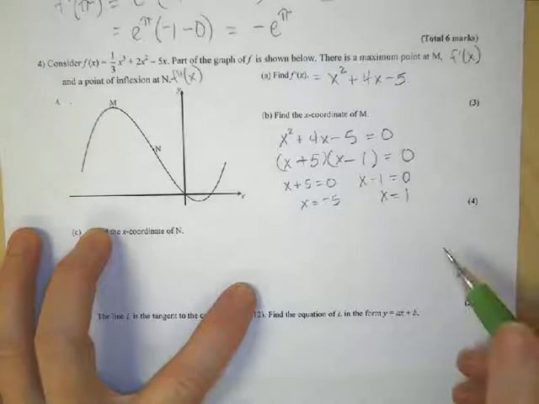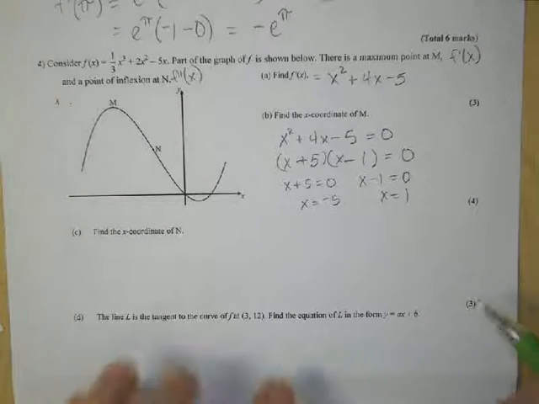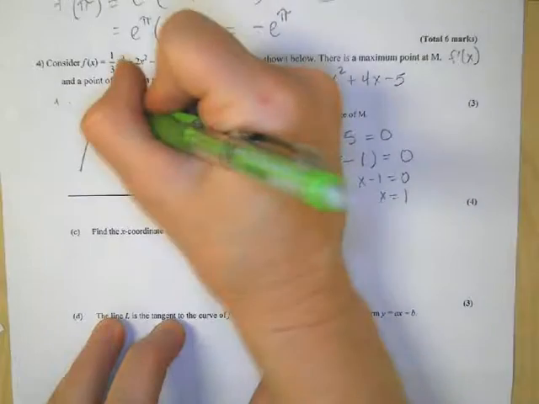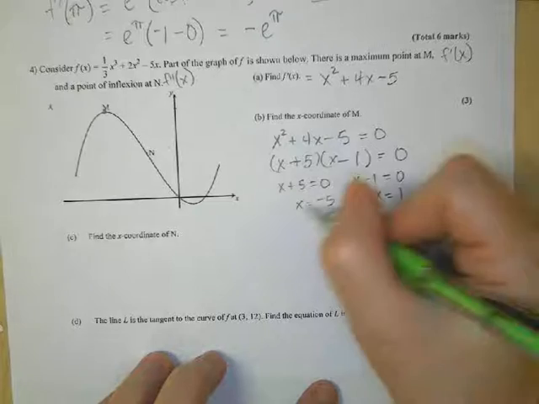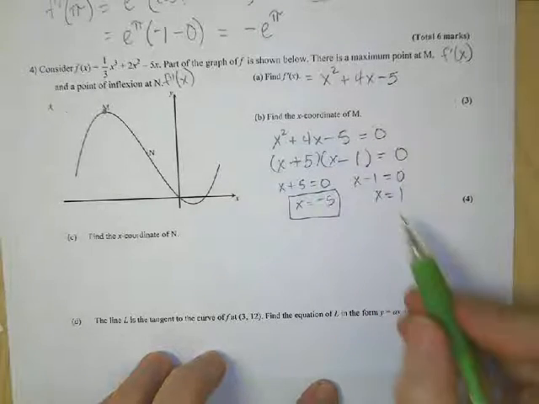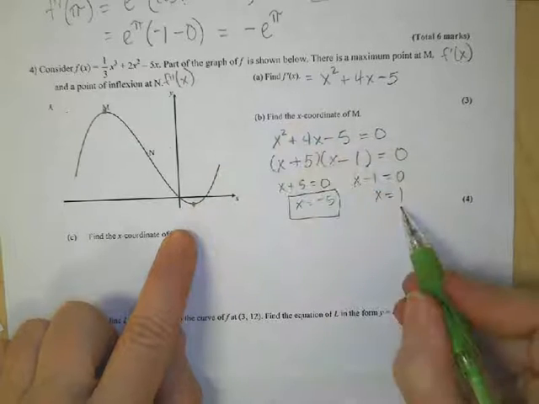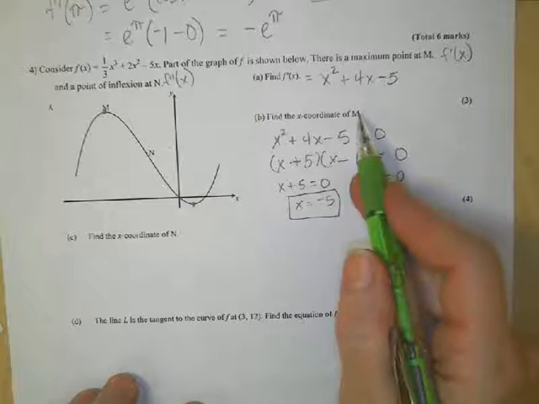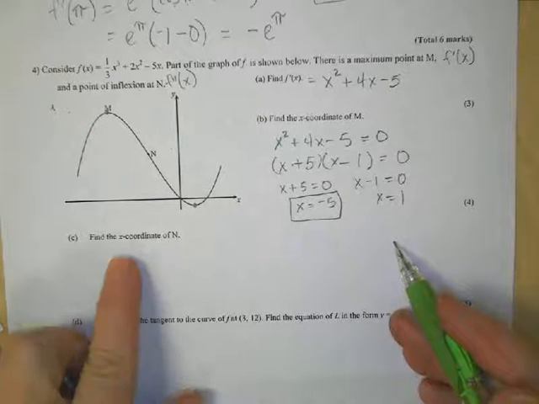Okay, now we just got to be logical. Look at the graph. Which one is point M? What could that be? Could it be negative 5 or positive 1? Clearly, it's got to be the negative 5. Okay, and x equals 1, that's got to be this one right here. So the x-coordinate of M is going to be that one at negative 5.